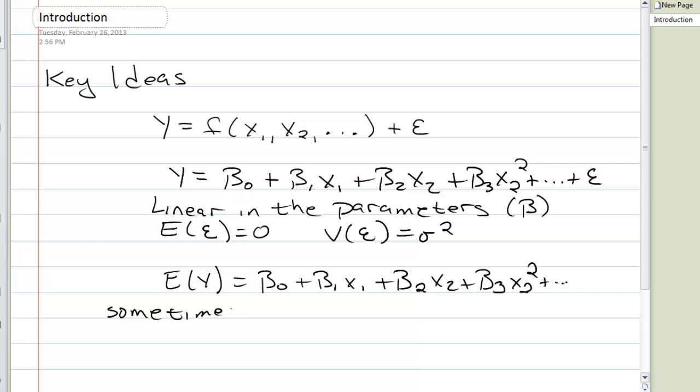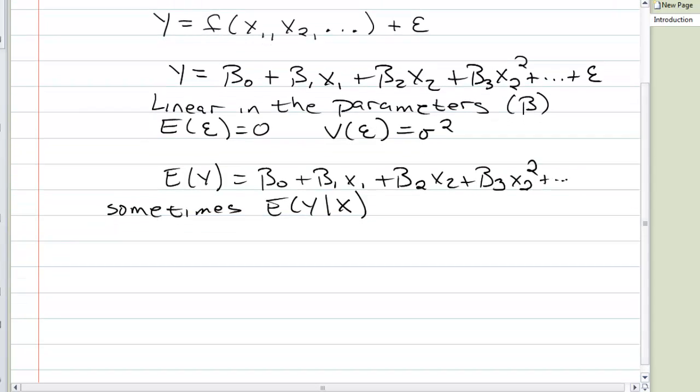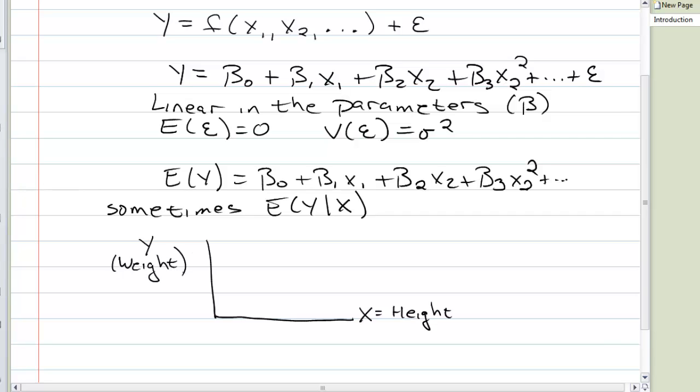Sometimes you'll see it written as the expected value of Y given the x's. So it's a conditional expectation. All right, that's the key idea. An example of this might be, let's say x is height and y is weight, and this is of a male human being. We know as males get taller, they tend to weigh more. So there's a relationship between them. So Y would not be a constant mean. The average weight of a male depends on their height.